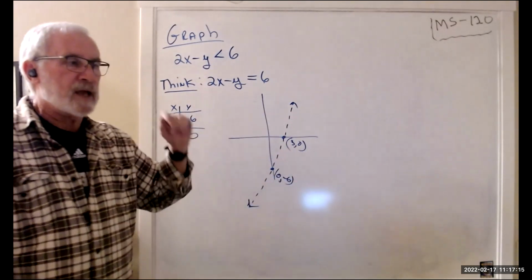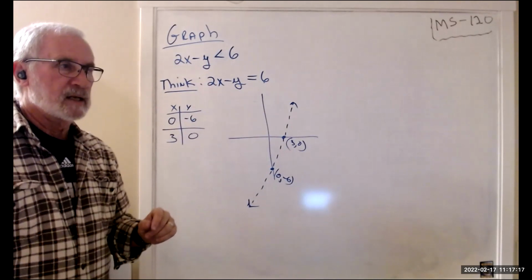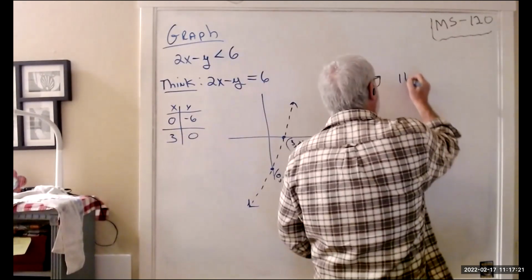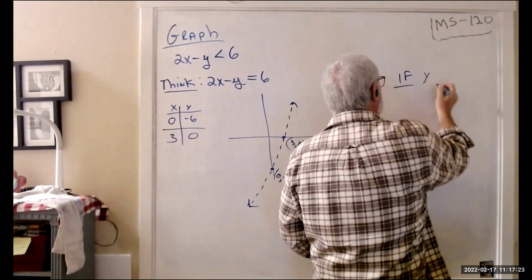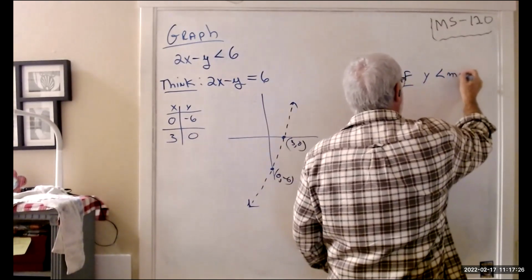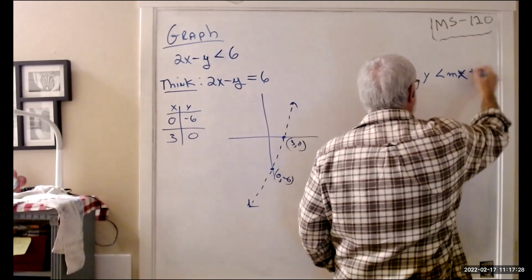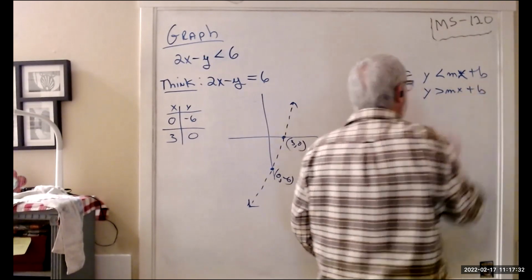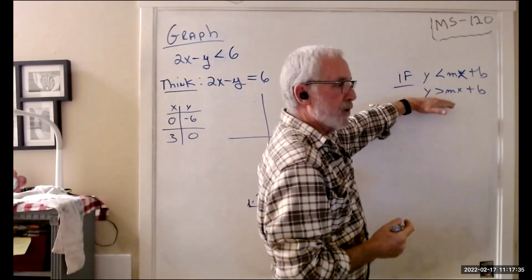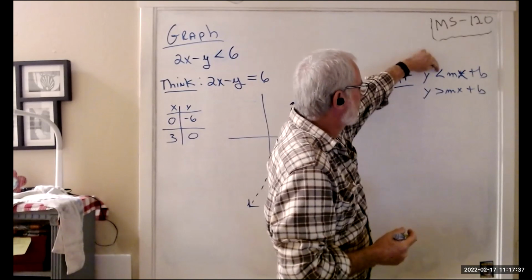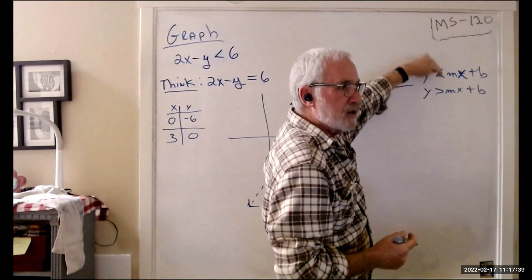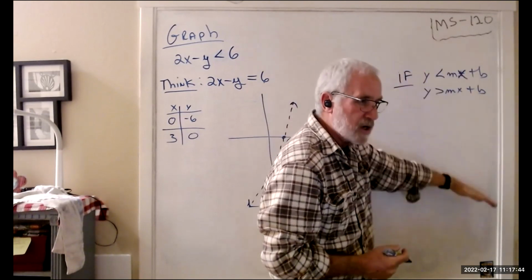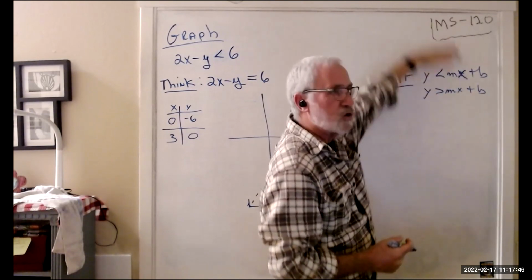And I gave you a trick last night. I said, if the problem is in slope intercept form, if it looks like y is less than mx plus b, or y is greater than mx plus b, then you can use the less than or the greater than to tell you where to shade. Less than means shade underneath the graph. Greater than means shade above the graph.